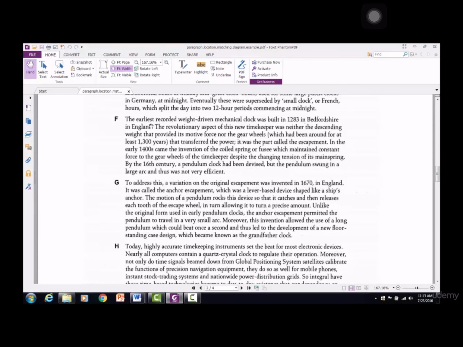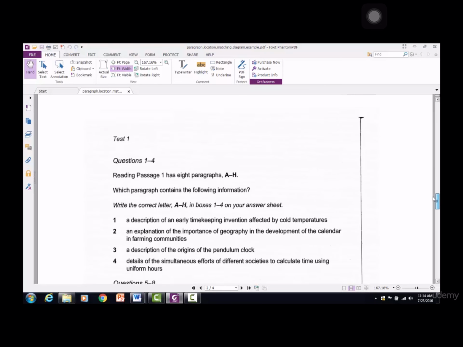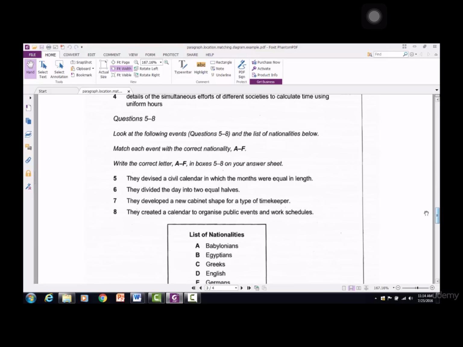And right here we see England. So we're talking about the English. All right. The earliest recorded weight-driven mechanical clock was built in 1283. The revolutionary aspect of this new timekeeper was neither the descending weight that provided the motor for force nor the gear wheels. So it's talking about building a clock with the English. So we know that the correct match for number 7 is English, which is D.